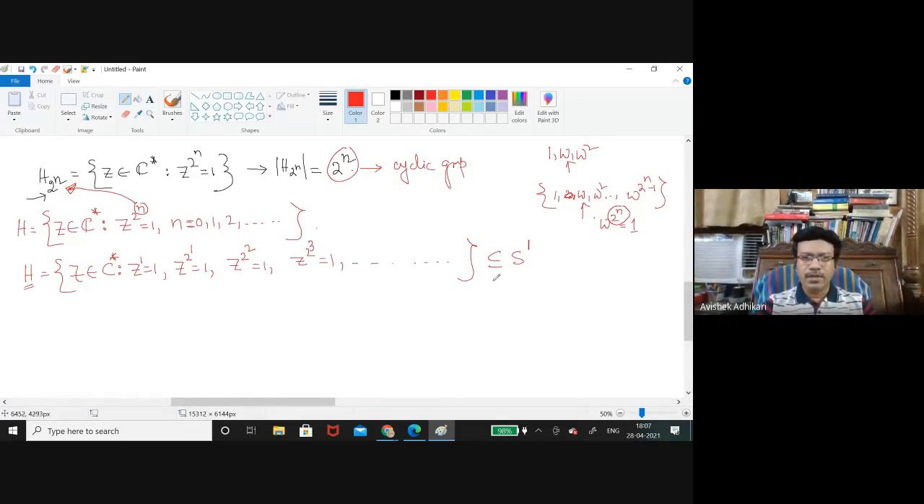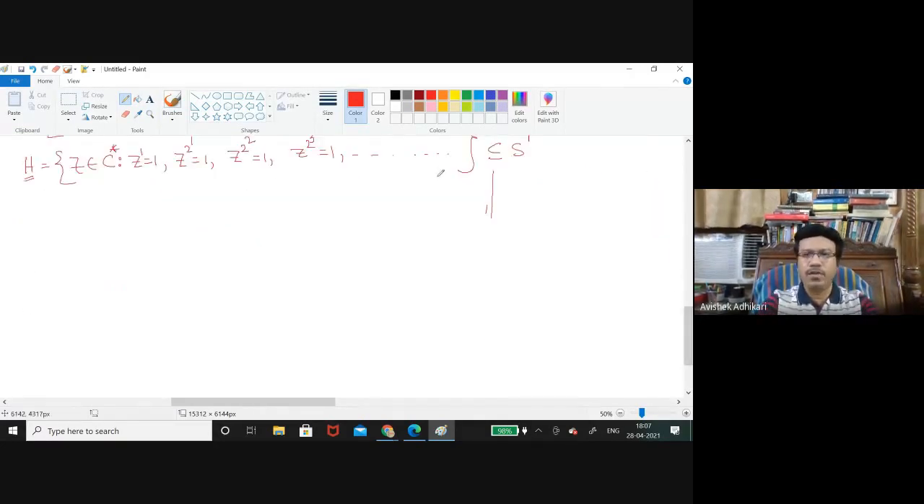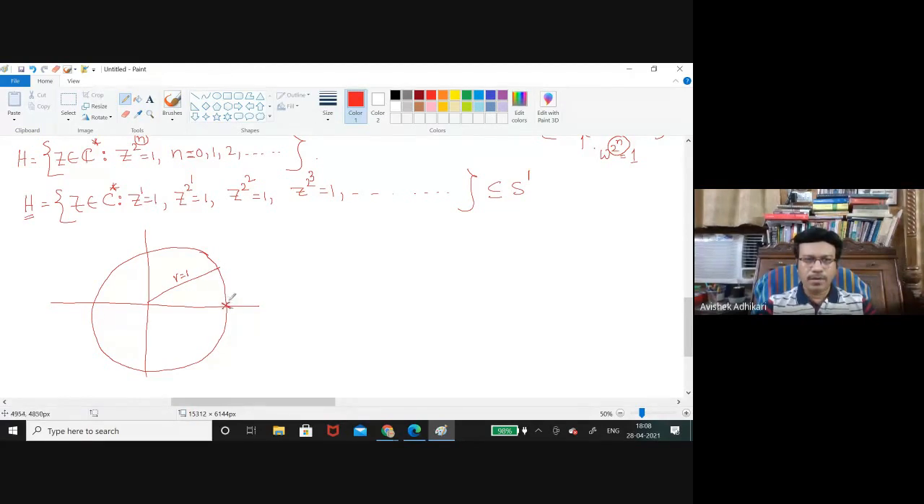Geometrically, if I draw it like this, then it will be clear to all of you how it's a subset of S1. So, this is my S1 with R equal to 1. It contains Z equal to Z to the power 1, Z equal to 1, which means this point is there. Then it says Z^2 equal to 1.